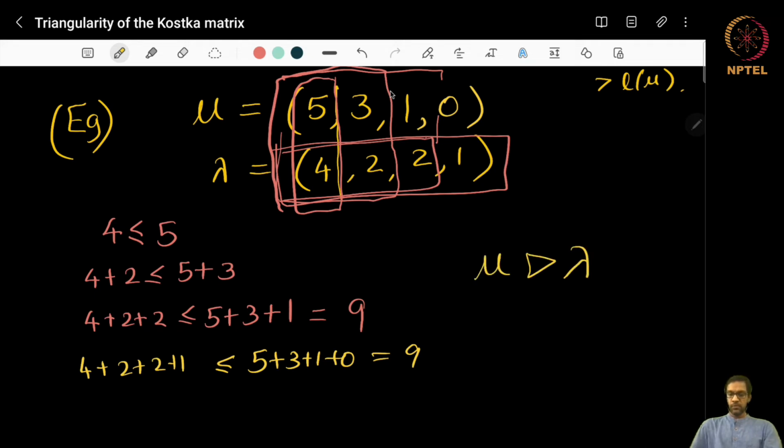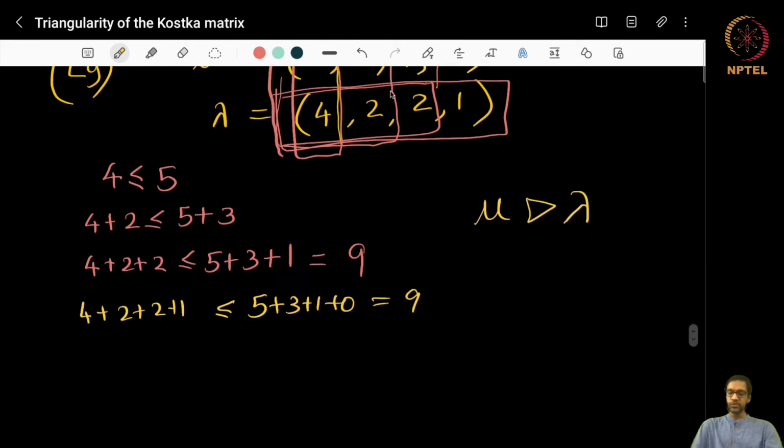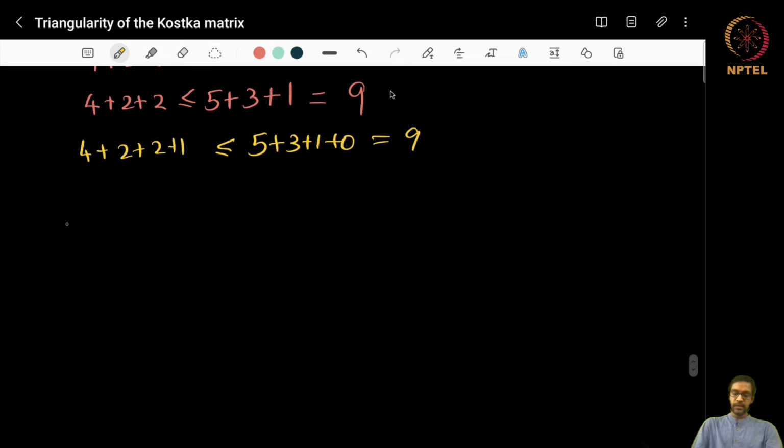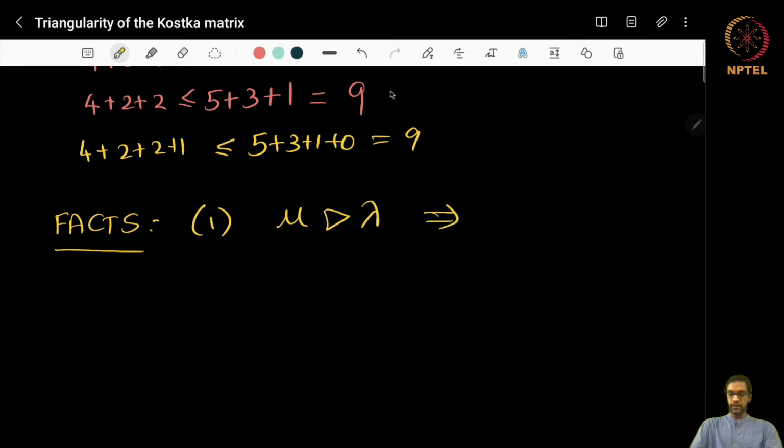Okay. Now observe that the way I defined it, whichever one has fewer parts, you put zeros at the end so that you can compare. So here's the simple observation. Let me just say a few simple facts. Fact 1: if mu dominates lambda, then mu always has smaller length. This is sort of easy to see just from the definition, because remember they are both partitions of the same number. That's important in this case.